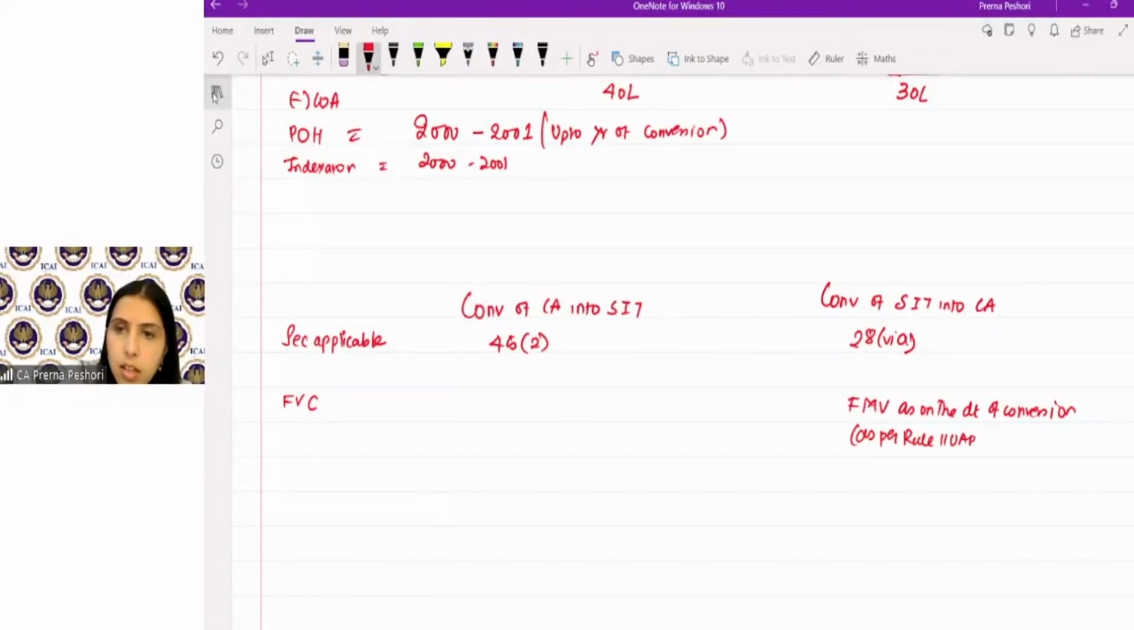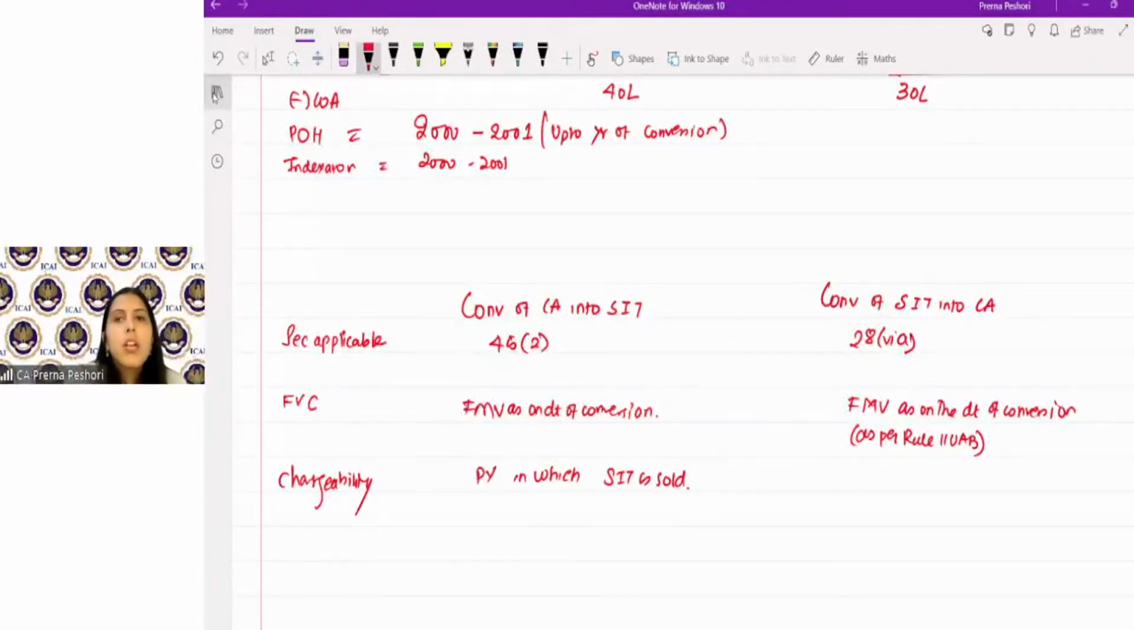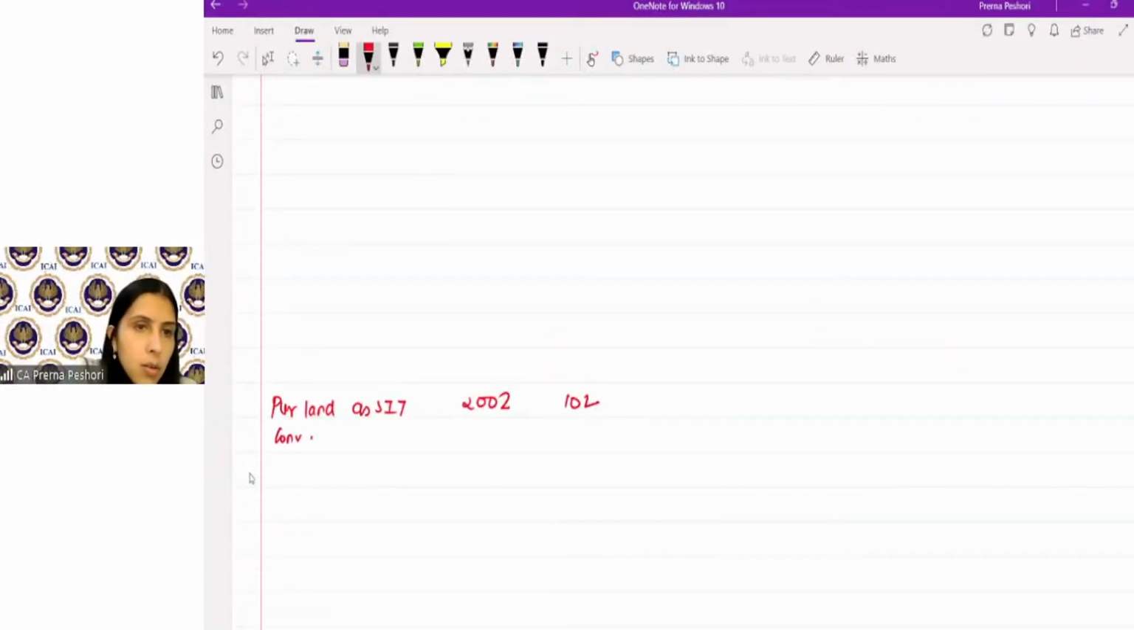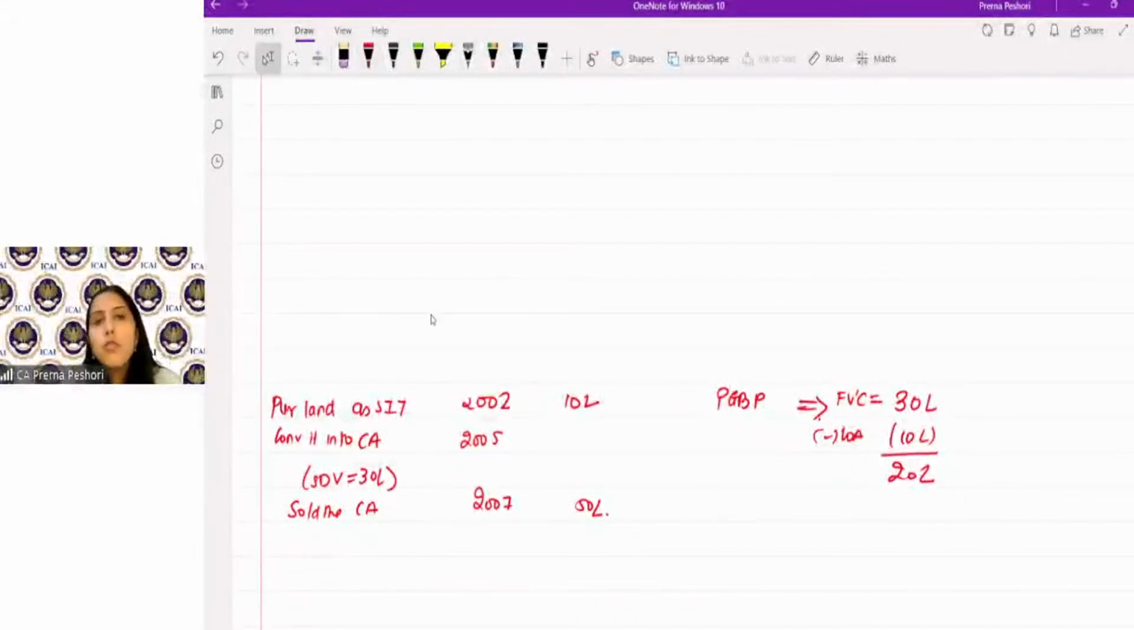And here it is FMV again as on the date of conversion, then it is sold. And in case of conversion of stock in trade into a capital asset, let's take an example over here. For 10 lakhs, I converted it into capital asset. FMV is, let's say, 30 lakhs, and in 2007 it is sold for 50 lakhs. This is conversion of stock in trade into capital asset. When will PGBP be charged, and which is the year of chargeability? You have to tell me. Yes, Dilip, you were correct. What is the year of chargeability?